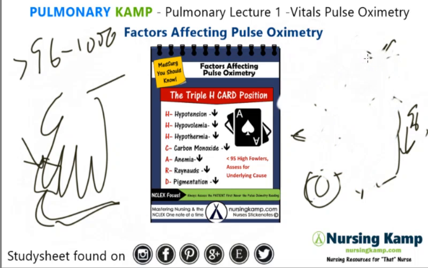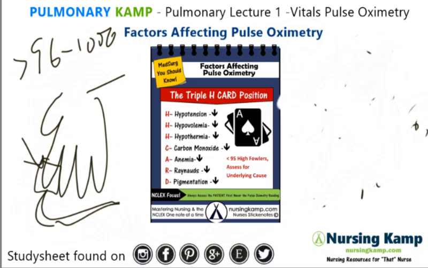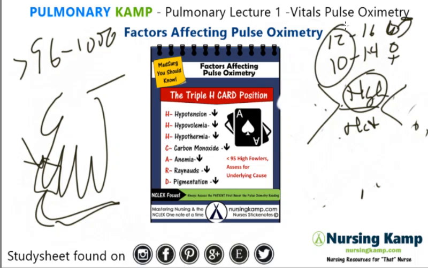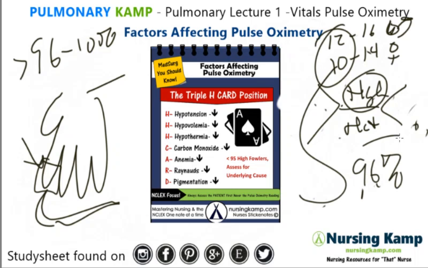Next is anemia. Just like with blood volume, anemia is not enough hemoglobin. So in a CBC, we're looking at a hemoglobin and a hematocrit. And this hemoglobin, it's in my previous lecture, for females should be 10 to 14, and male should be 12 to 16. And if it is low, it might be affecting their oxygen saturations.